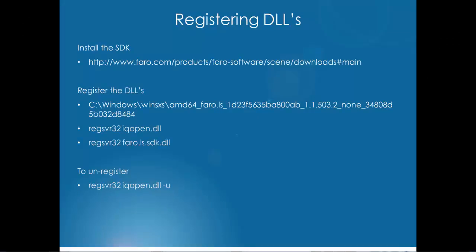To begin, you first need to visit the FARO website and download the latest SDK for the version of FARO SCENE that you're running. We then need to go to Windows Explorer and navigate to this specific location here. In doing so, we then need to open a command prompt window and enter two simple commands. If at all you get any error messages, you can unload the DLLs by using this link here. So what I'm going to do is run through that live.